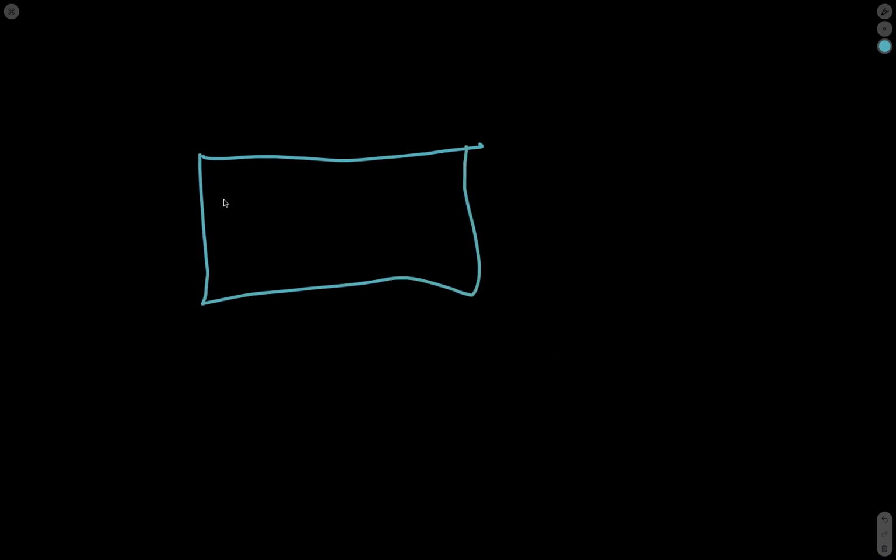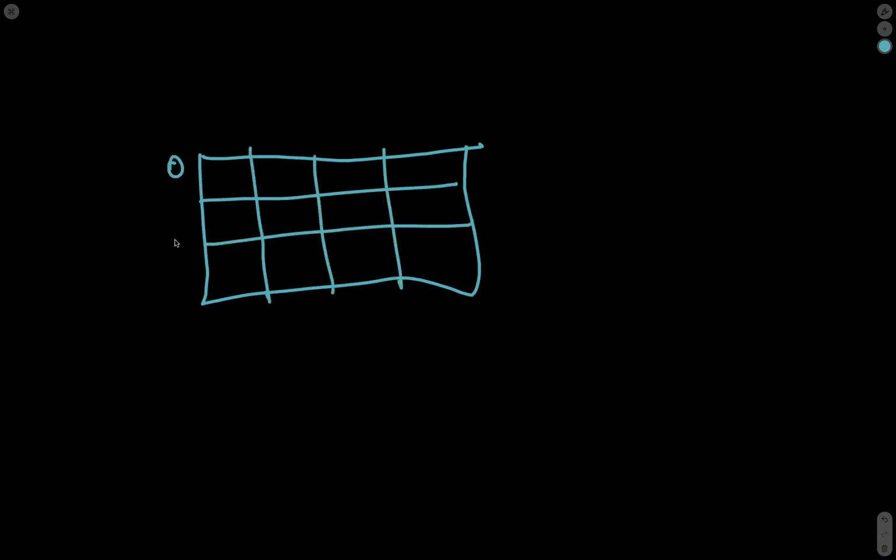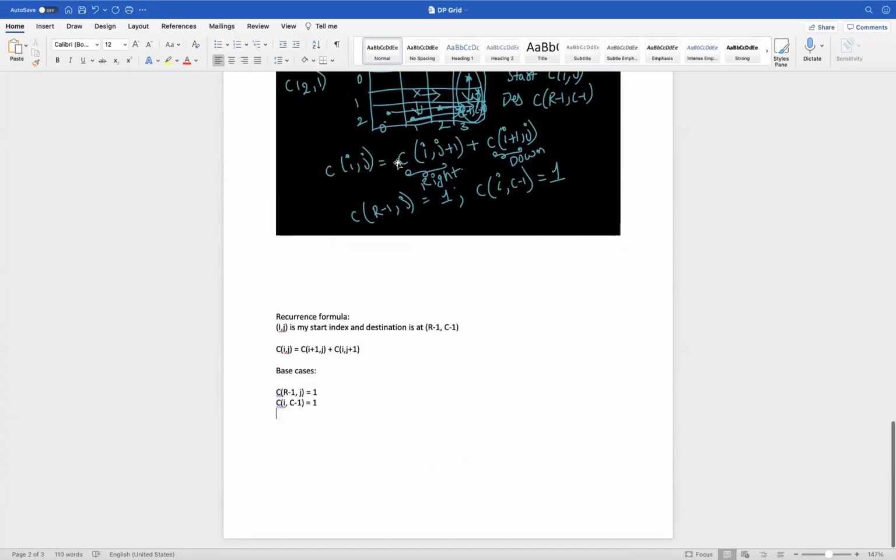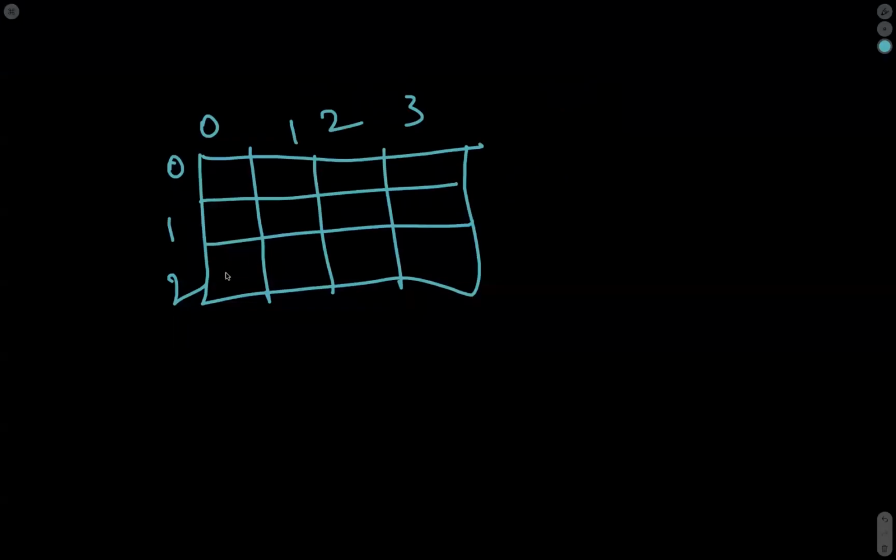So if we look at it, previously in the first approach, let me draw the same thing. 0 1 2, 0 1 2 and 3. So the base cases are, as we visualized, for all the cells in the last row r minus 1 and last column c minus 1, it would be 1. These are my base cases, and for the last column the values are 1.